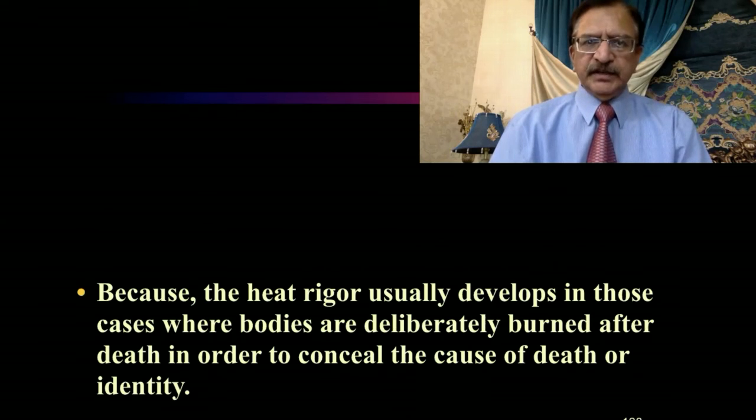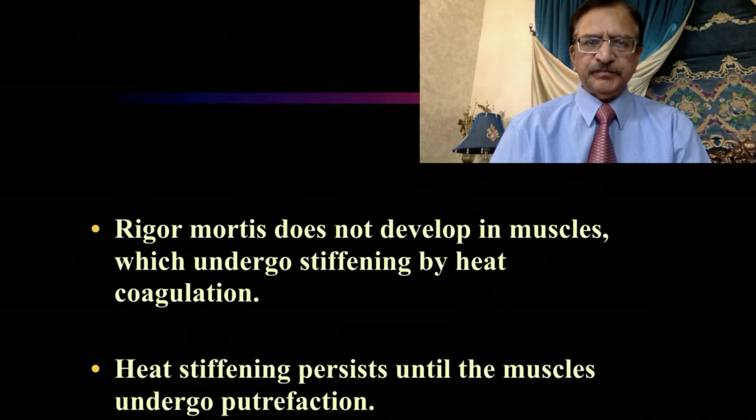So the heat stiffening usually develops in those cases where the bodies are deliberately burned after death in order to conceal the cause of death or identity. This pugilistic attitude is seen if the body is burnt immediately after death. Rigor mortis does not develop in these muscles, which undergo stiffening by heat coagulation. Heat stiffening persists until the muscles undergo putrefaction.